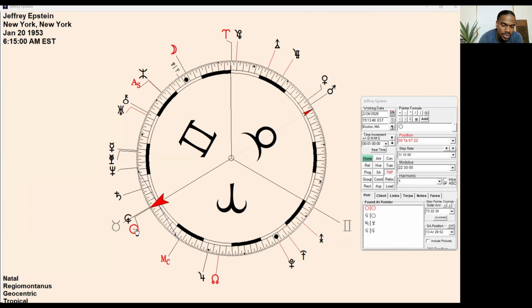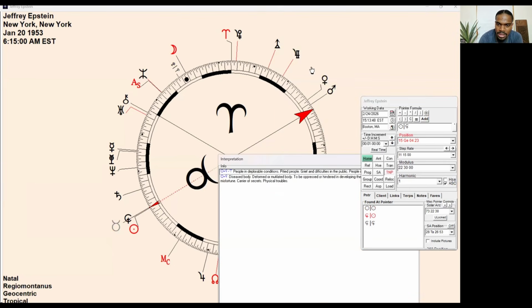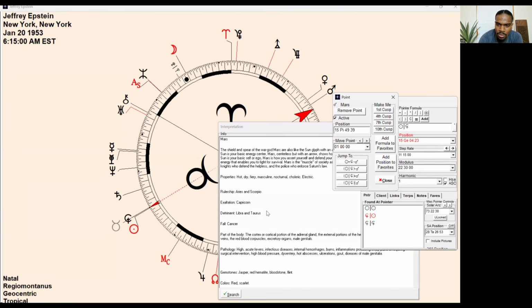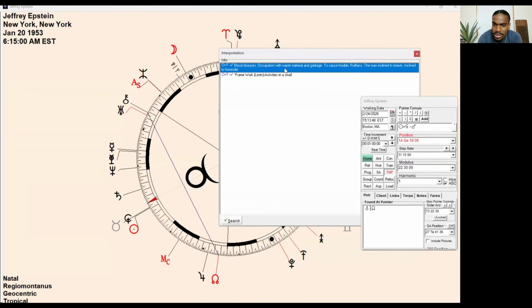We also see that he has this sun Hades standing with this Mars. And this is actually one of the more concerning combinations within his chart for me, because if we were to look at sun Hades and take a look at what Mars means on that axis, it has to do with blood diseases, occupation with waste, material, and garbage, to cause trouble, ruffians, the man inclines to brawls, and to be inclined to homicide.